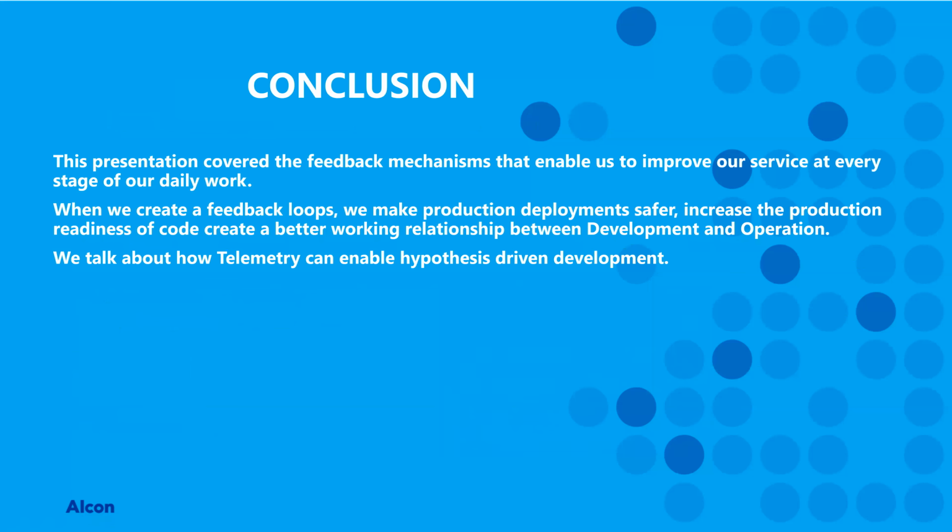So in conclusion, this presentation covered the feedback mechanisms that enable us to improve our service at every stage of our daily work. When we create feedback loops, we make production deployment safer, we increase the production readiness of our code, and we create a better working relationship between development and operations. And we talked about how telemetry can enable hypothesis-driven development.